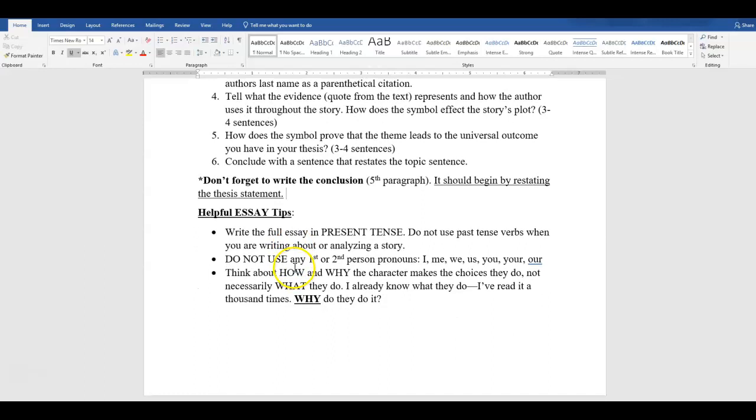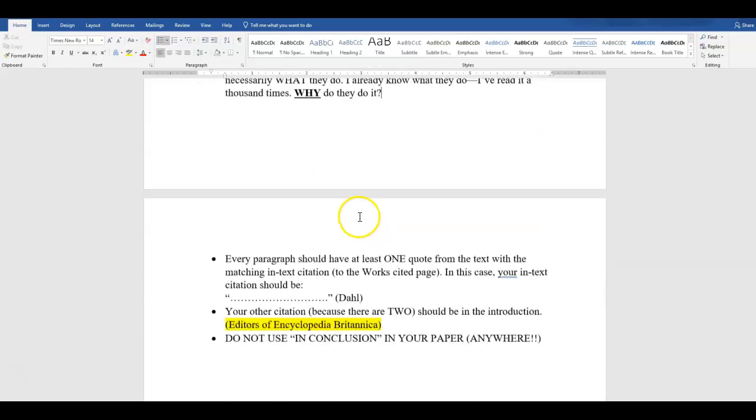Here are some helpful tips. You should always write the full essay in the present tense. Do not use past tense verbs when you are writing about or analyzing the story. Also, again, do not use first or second person pronouns. Really think about how and why the character makes the choices they do, not necessarily what they do. I already know what they do because I've read it. So I want you to determine and analyze why they do it.